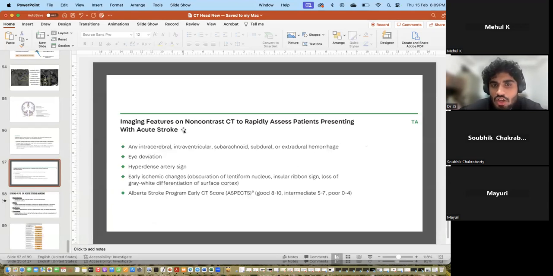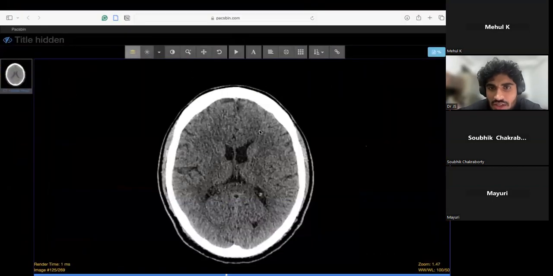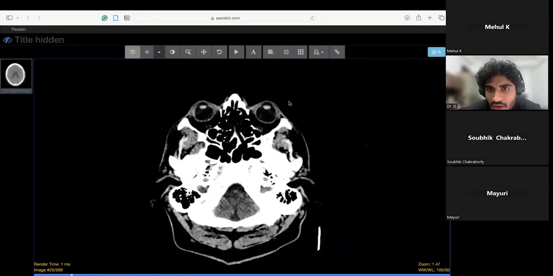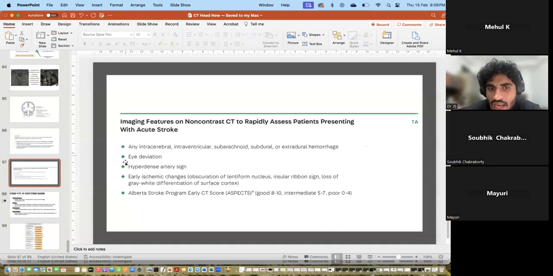On NCCT, in a stroke patient we look for any cerebral, intraventricular, subarachnoid, subdural, or extradural hemorrhages. Then we can also appreciate eye deviation. You can see here the lens. The patient is looking straight, biconjugate, so the two eyes are in a conjugate motion. They are symmetrical and looking in a straight line, so it is not deviated. If there is eye deviation or gaze fixation toward one side, that can be appreciated on CT as well.